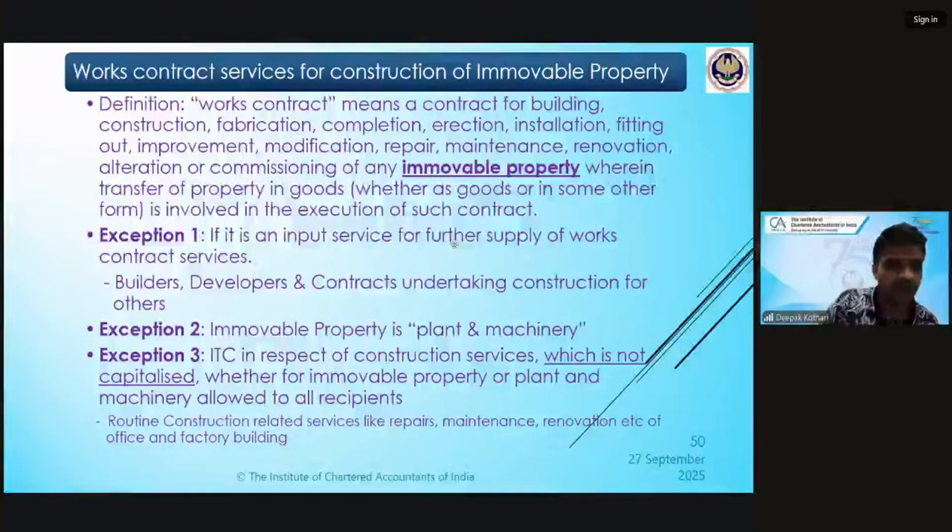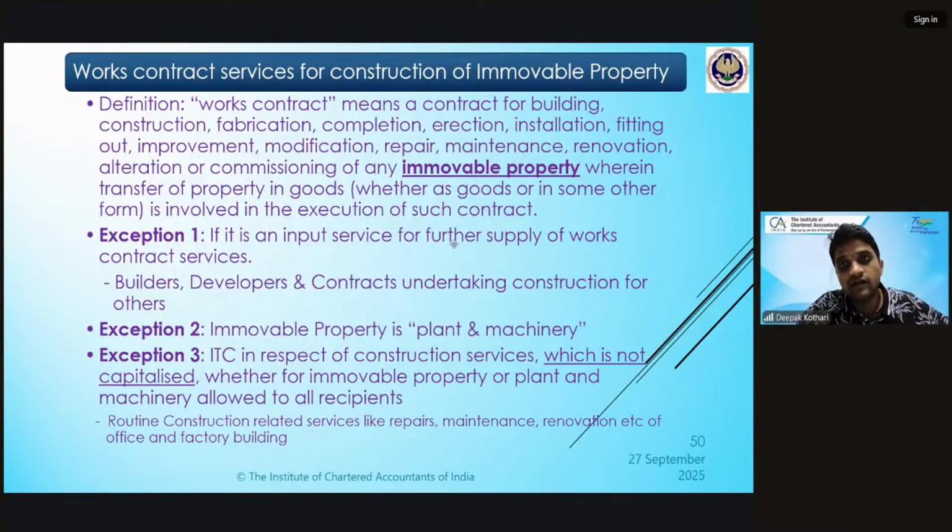Sir, if an immovable property, a building, has damage or collapse, can they claim ITC? They cannot claim the ITC. Construction के ऊपर आपको credit नहीं मिलेगा. Collapse होने पे कैसे मिलेगा? Definitely you will not claim the credit. Okay. So these things, when it is an immovable property, you cannot claim the credit.